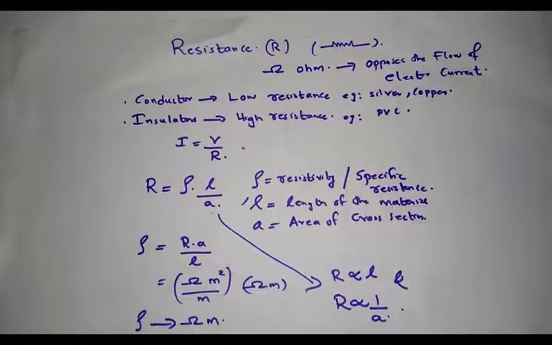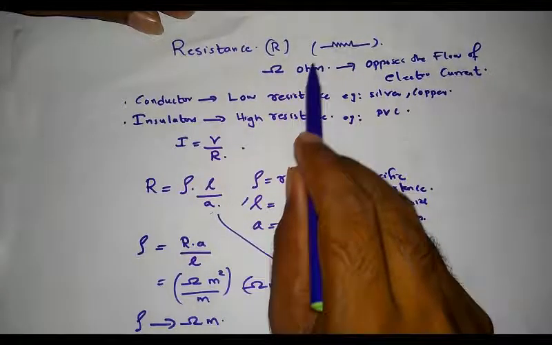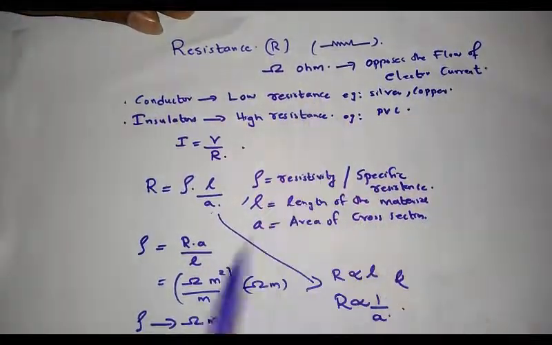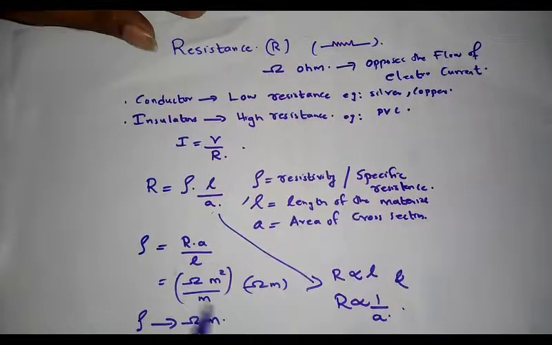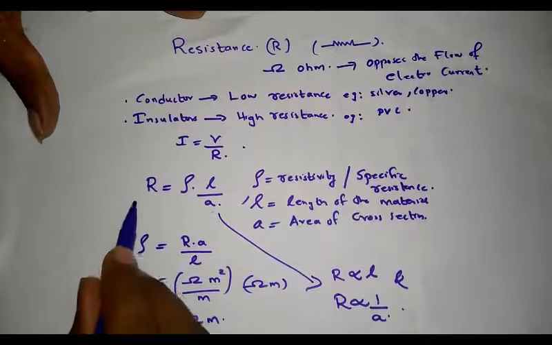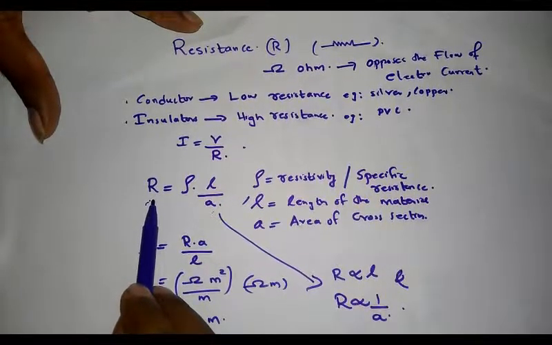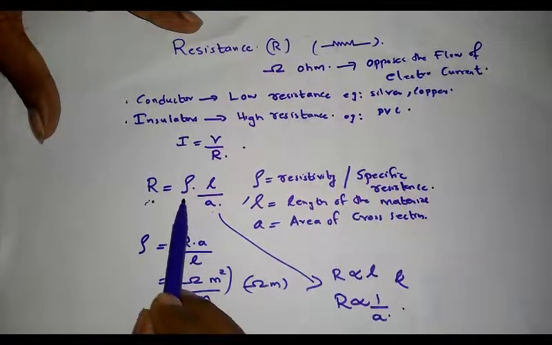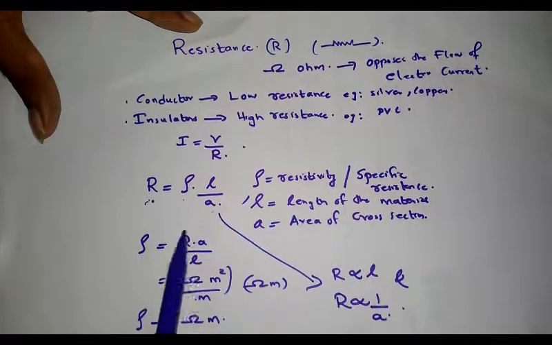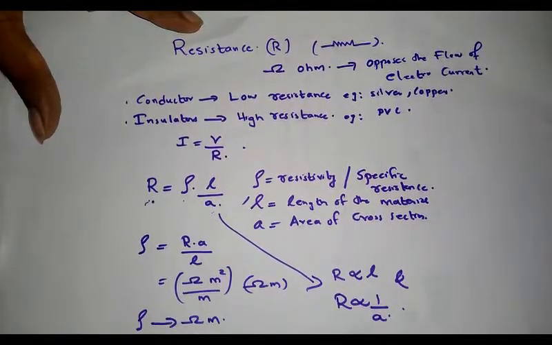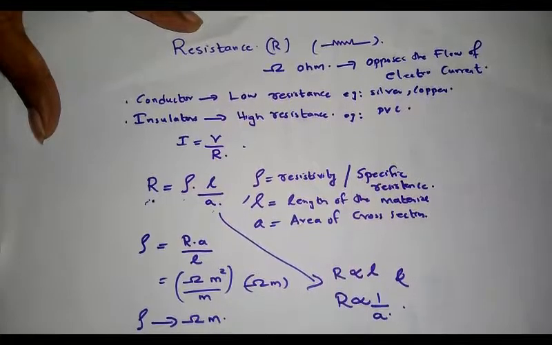So what is electrical resistance? Electrical resistance is represented by this symbol and its unit is ohm. From Ohm's law, we know that electric current I is given by the ratio of voltage to resistance, that is, I is equal to V by R. From the physical parameters of resistance, we get the equation R is equal to rho L by A, where L is the length of the wire or the material, A is the area of cross section of the material, and rho is the resistivity. So what is the resistivity?